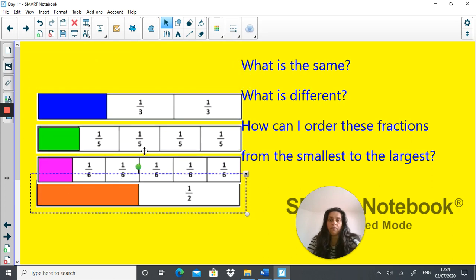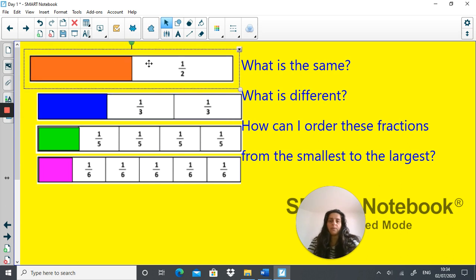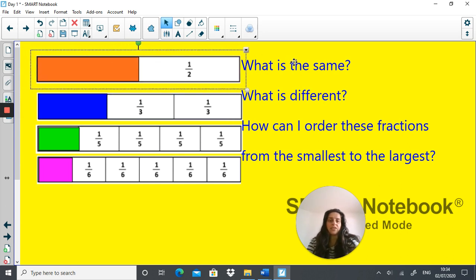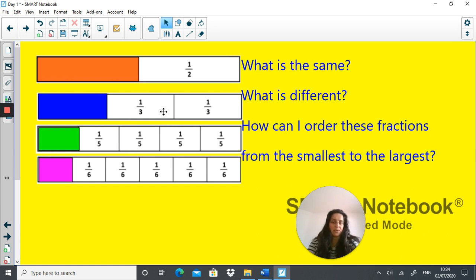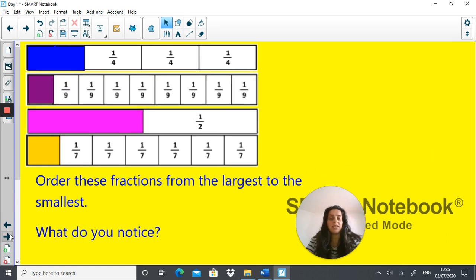Okay, so half would go at the top. The next strip would be 2/3. That's slightly bigger than a half, but less than 4/5. Then it'd be 4/5, because 4/5 is bigger than 2/3, but smaller than 5/6, and last would be 5/6. So here you can see we have now put these strips in order from smallest to largest. And what we notice really is, as we go down the line, the white part's getting bigger and bigger and bigger. Good job.